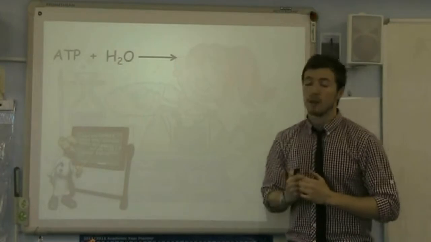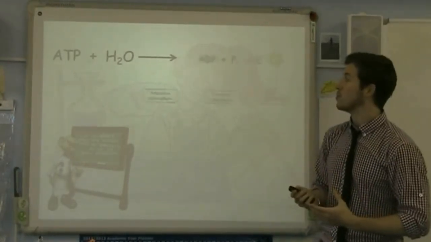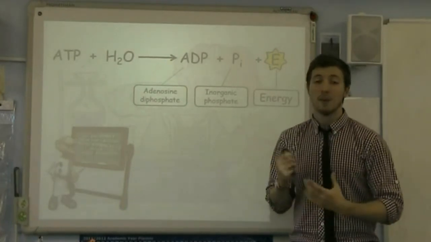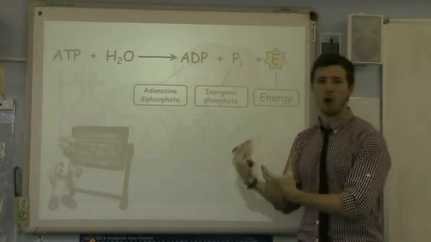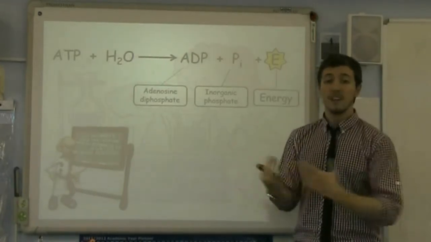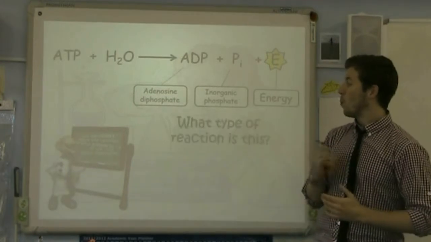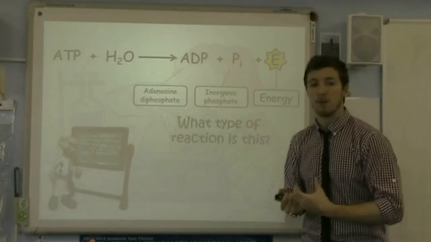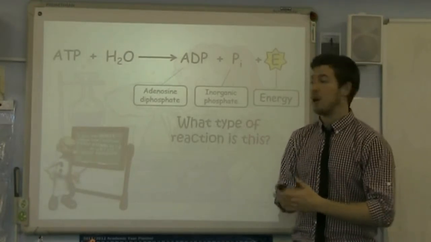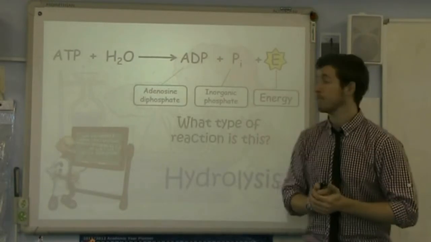ATP, you can tell by the equation here, gets broken down with the addition of water. It gets broken down into ADP and Pi, or inorganic phosphate. Also, energy is released. You wouldn't normally write that in a word equation simply because it's not a substance. And what you've got to think about, because you could easily be asked this, is what type of reaction is this? If you said hydrolysis, you would have been right.